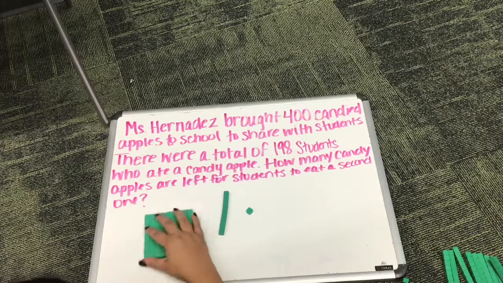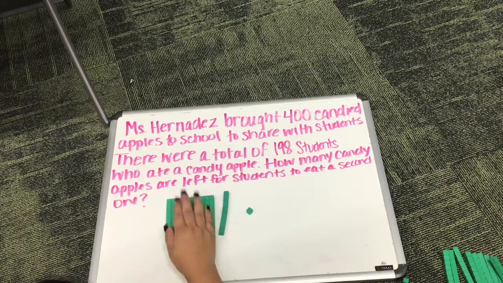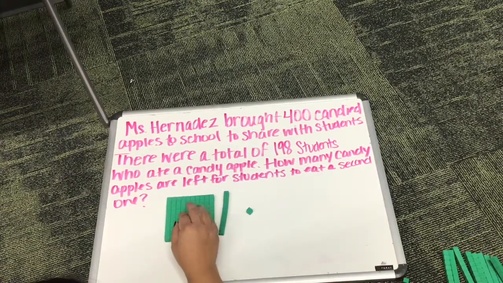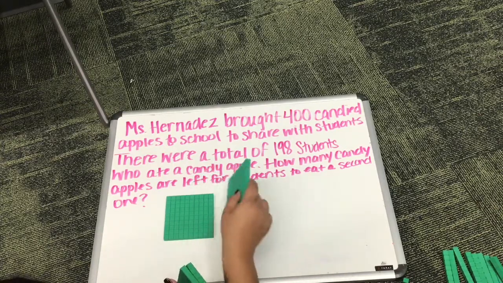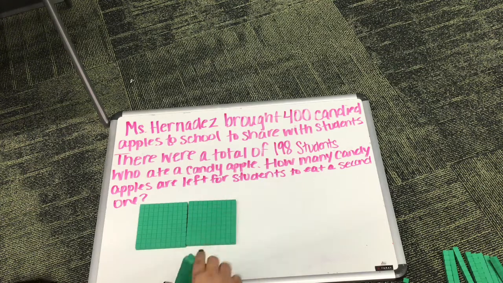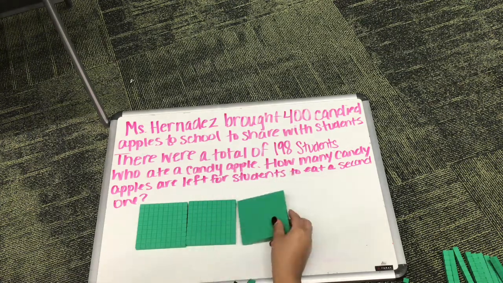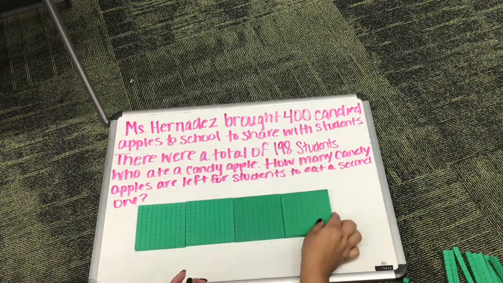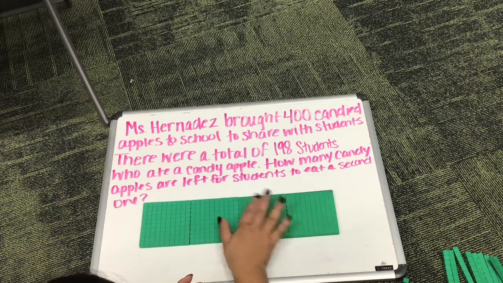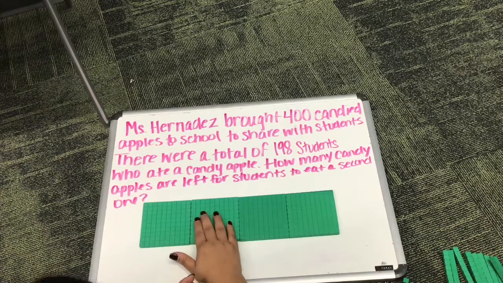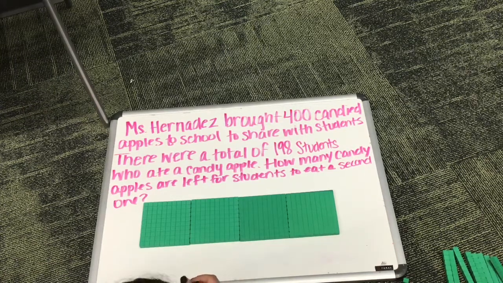So for our problem, we're going to need 4 flats. Our 4 flats will equal 400. So here's our 100 candy apples, 200 candy apples, 300 candy apples, and 400 candy apples. So we know that she brought in 400 candy apples, and a total of 198 students ate the candy apples. We want to find out how many were left over so the students are able to eat a second one.